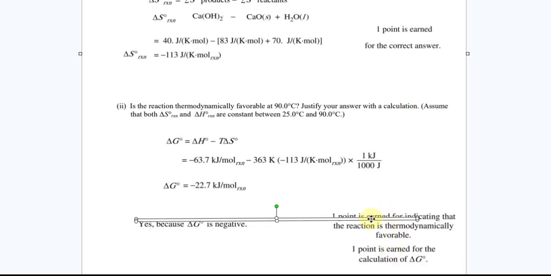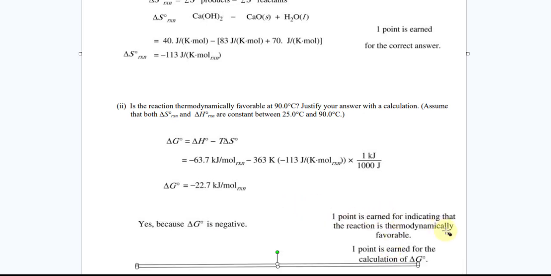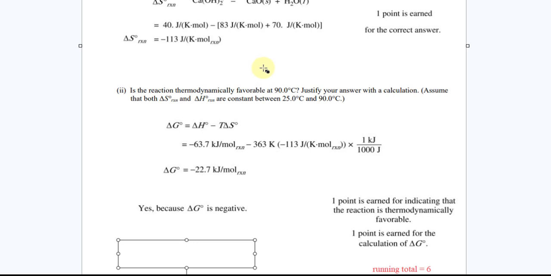1 point is earned for indicating the reaction is thermodynamically favored. They really should say it is consistent with your calculation, and you get 1 point for the calculation of delta G. Now this so far means that we've got 6 points. Just doing A and B gives you 6 points. The average number right on this exam, when the exam was given, was only 4.4. So if you got up to here right now, you're at the level of at least a 3. You're getting probably pretty close to a 4, 60% being a 4.